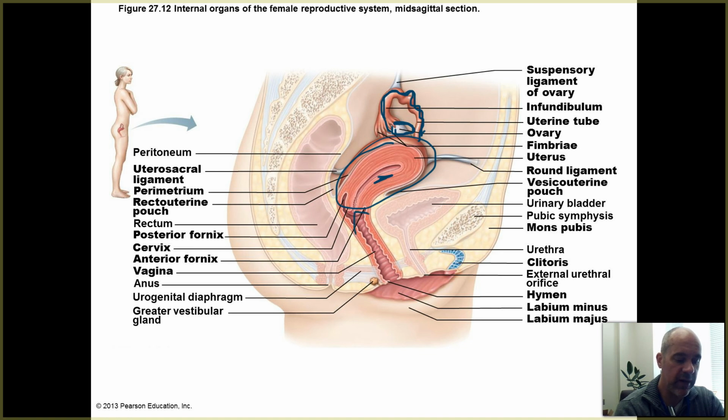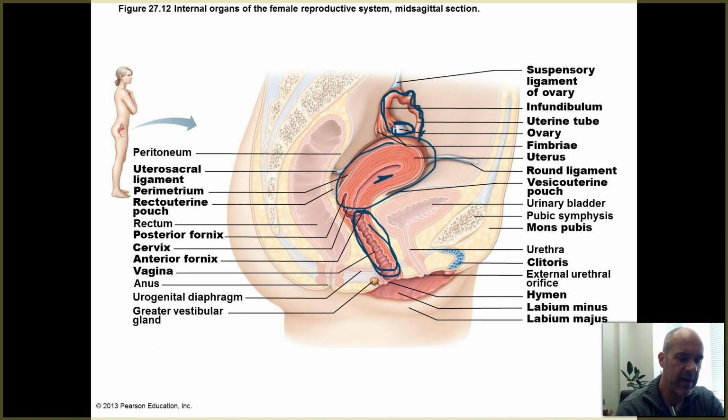Okay, and then here's the vagina, right in here. And the vagina is an internal structure, that internal passageway. The external female anatomy is not referred to as the vagina. Collectively, all of the external structures are called the vulva.